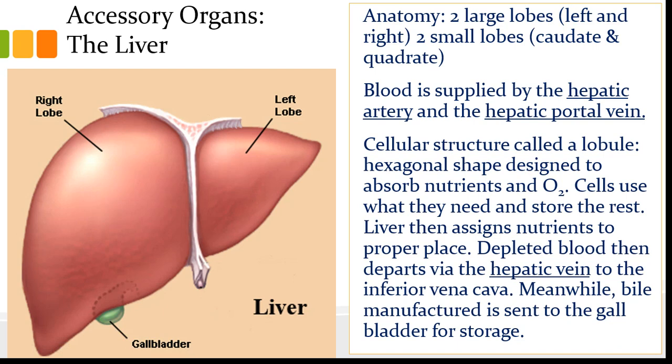And then the actual cells are formed into these things called lobules, okay? They're hexagonal shaped. They're designed to absorb nutrients and oxygen. Cells use what they need, they store the rest. So that's one of the jobs of the liver, storage. It then assigns nutrients, that's another job, to take to their proper place. And the depleted blood, in other words, the blood without the nutrients, departs via the hepatic vein, going back toward the heart, right? To the inferior vena cava to go back up to the heart. Meanwhile, bile is manufactured and held in the little bag here called the gallbladder.